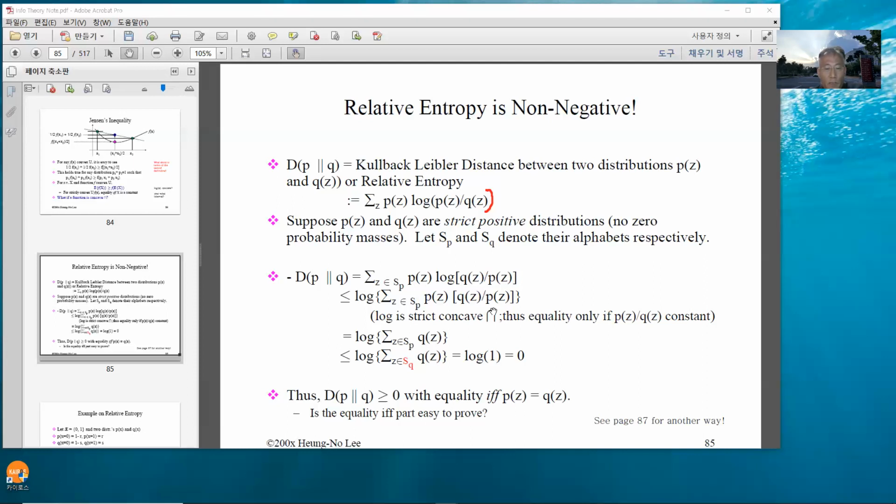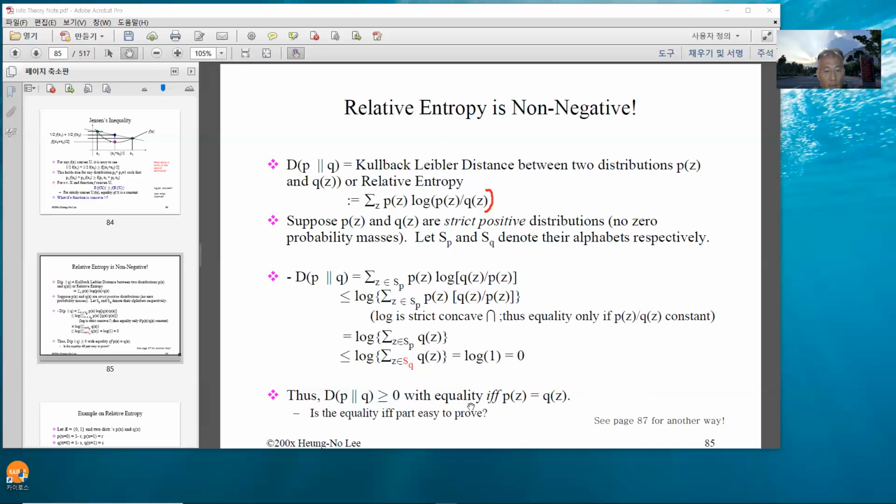So that means Q(Z) is equal to P(Z) over S_P. So in such a case, for every letter in the alphabet, Q(Z) is equal to P(Z). So the two distributions, Q(Z) and P(Z), should be the same. Okay, so in such a case, everything has been proved. So relative entropy between P and Q is greater than or equal to 0 with equality if and only if P(Z) is equal to Q(Z) for all Z inside the alphabet S_P. Okay, so the two distributions are the same.